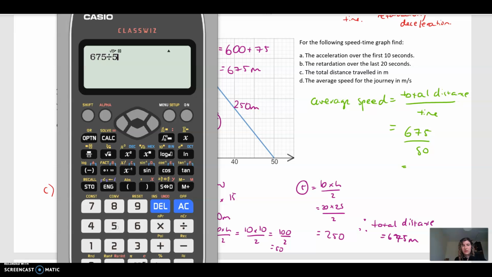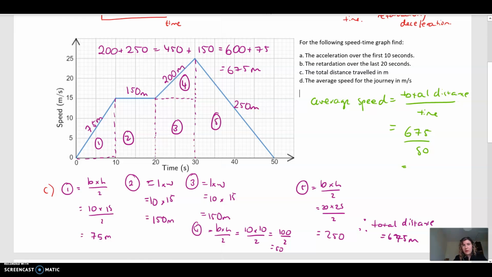675 divided by 50 gives me 13.5. And that's meters per second is your unit, same as whatever your speed unit is there. Okay, so average speed, 13.5 meters per second. Alrighty, hopefully that made sense.